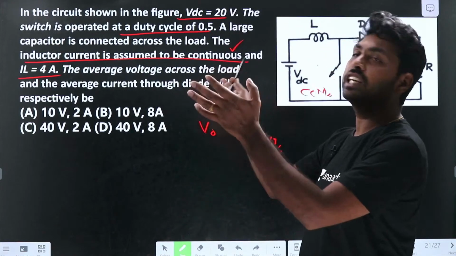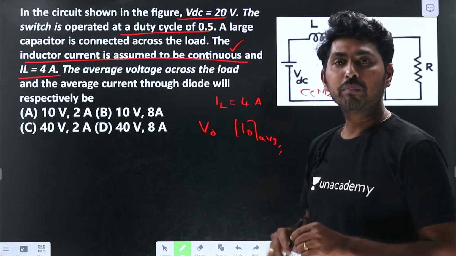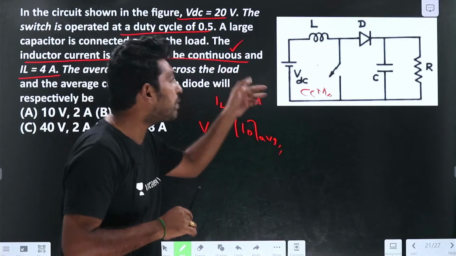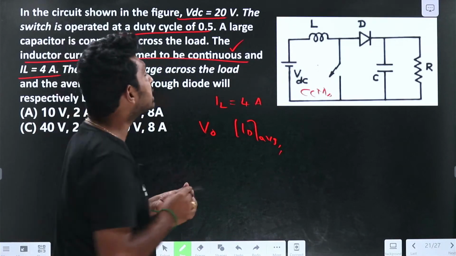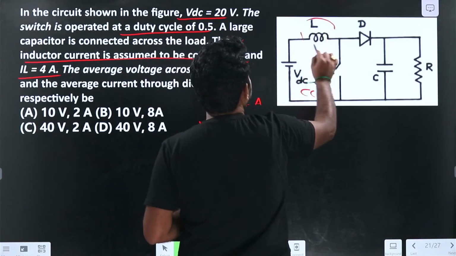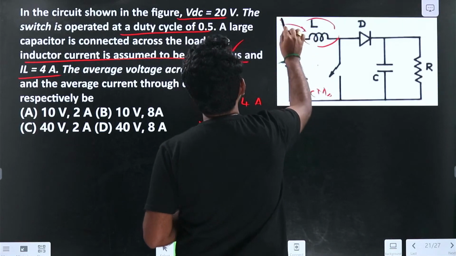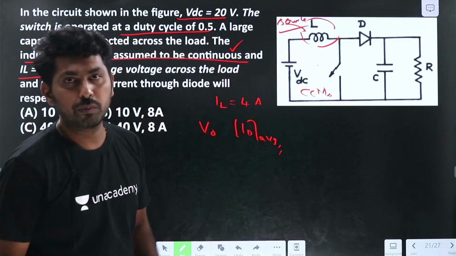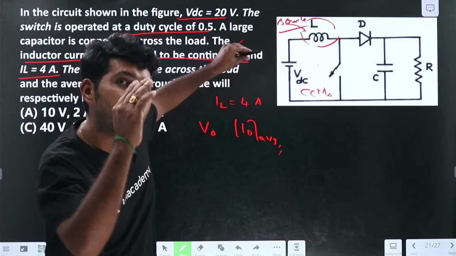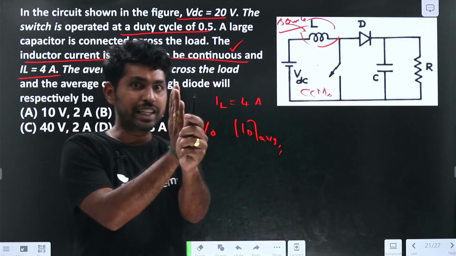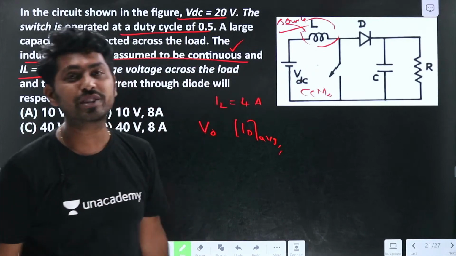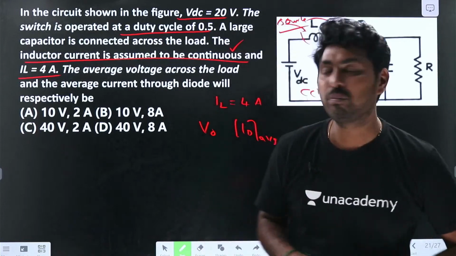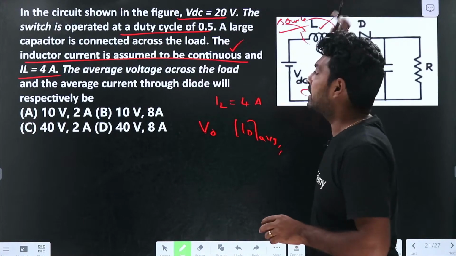Nowhere have they mentioned which type of converter it is, but by observing the circuit we can find it. Because the inductance is placed on the source side, we can simply say it is a boost converter. If the inductor is placed on the load side, it will be a buck converter. If the inductor is placed between the source and the load, it will be a buck-boost converter. Now we are clear it is a boost converter.